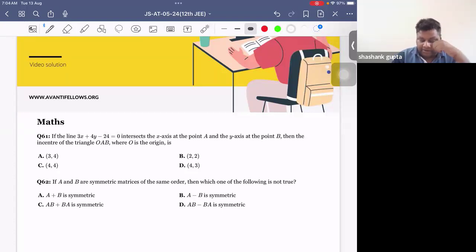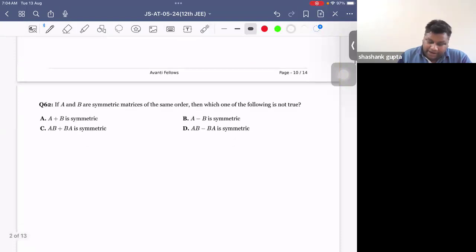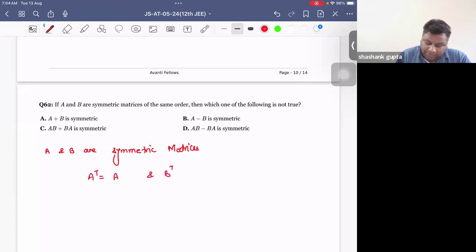A and B are symmetric matrices of the same order, then which of the following is not true? Now see, A and B are symmetric matrices. That means what? A transpose is A and B transpose is B. Now they're asking for which one of the following is not true. Now see, definitely it is going to be a symmetric matrix. Definitely it is also going to be a symmetric matrix. Okay, so I'll talk about this one first.